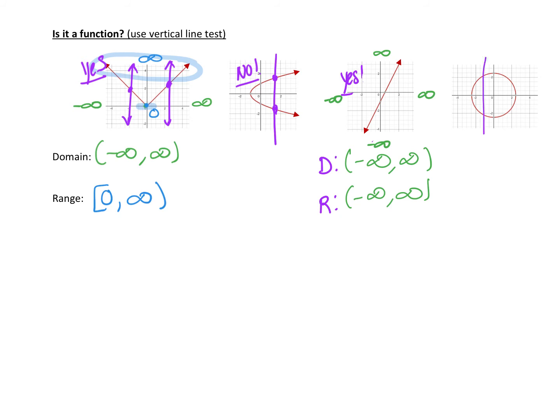All right, let's check this last graph. Oh man, it hits the function twice, so no, not a function. It hits the relationship twice, so no, it's not a function. So I'm not going to worry about the domain and range.